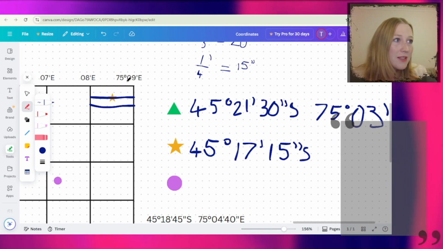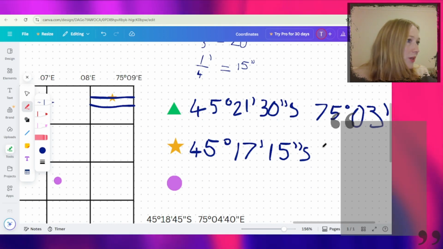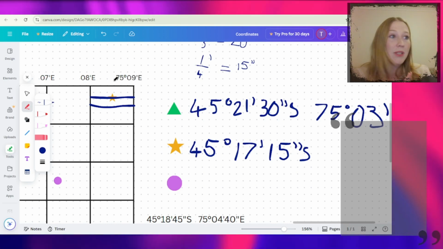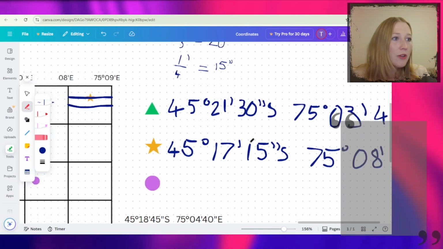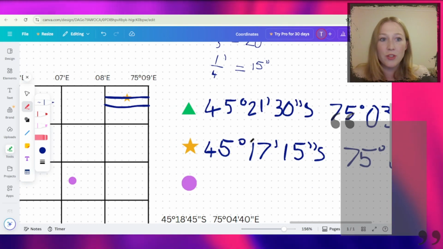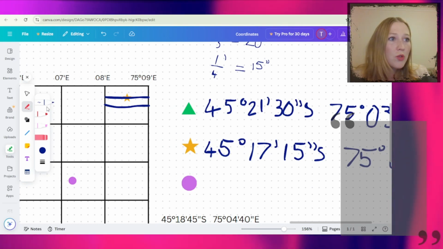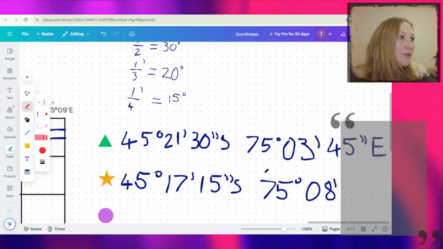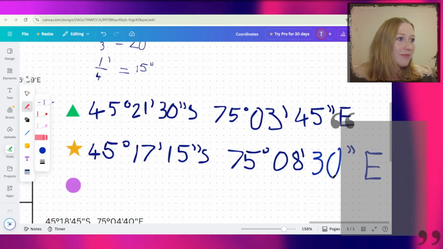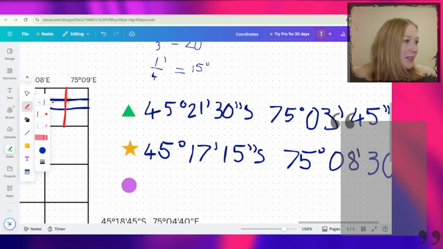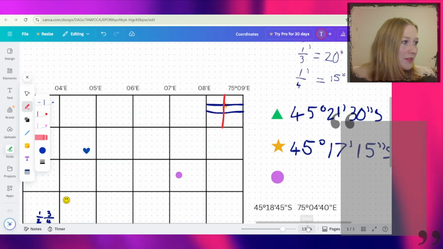It is 75 degrees and 9 minutes. Oh, sorry, not 9 minutes, 8 minutes. See, it's between the 8 and the 9, so it's 8 minutes. Okay, how many seconds to the east? If we draw a line, we can see that it's halfway across. Half a minute is 30 seconds. Was that one okay? And then finally the circle, there it is.